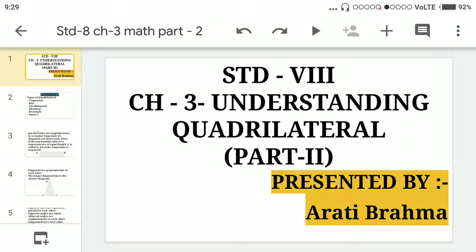So in Chapter 2 we are going to read about particular kinds of quadrilaterals. There are a variety of quadrilaterals we are going to read about, okay? So without wasting your time, let's get into the video.